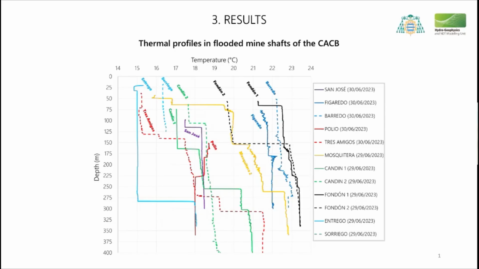One key observation is that the warmest profiles correspond to shafts where geothermal exploitation is currently taking place, in Barredo and Fondón 1. The presence of thermal jumps and irregularities in some profiles may be related to pumping or hydraulic connections with other mine workings at specific depths.